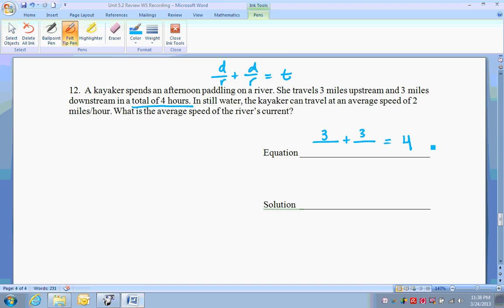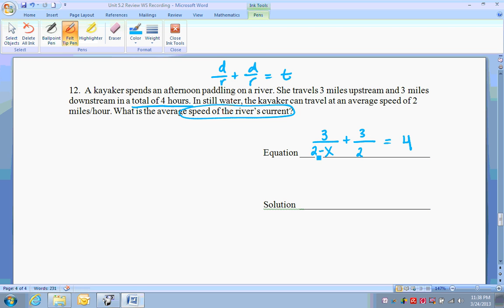Now the rates are what we need to think about. It says in still water, the kayaker can travel at an average speed of 2 miles per hour. So I'm going to put a 2 below each. But the difference now, if they're going upstream, that's going to slow her rate down because she's swimming against the water. And remember, the whole thing is we're looking for the average speed of the river's current. So we're going to make that X.